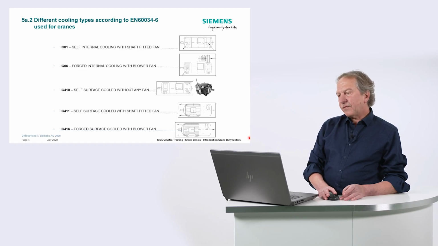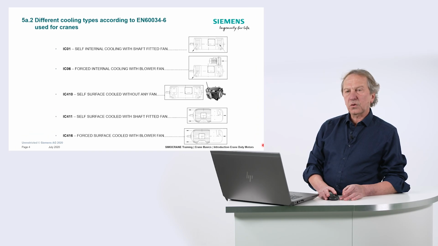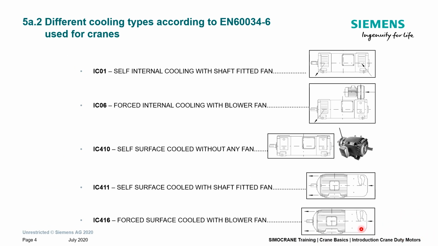The next issue for crane relevance are the different cooling types according to EN. There are, let's say, 5 cooling types which are most relevant for cranes. Let's start with the IC01, self-internal cooling with shaft-fitted fan. As you can see in this drawing, the air will be sucked in on the B end of the motor and blown out of the A side of the motor. And since it's internal cooling, it indicates that the air goes really through the rotor and the stator. But it does not automatically indicate the degree of protection. This we will cover later on.